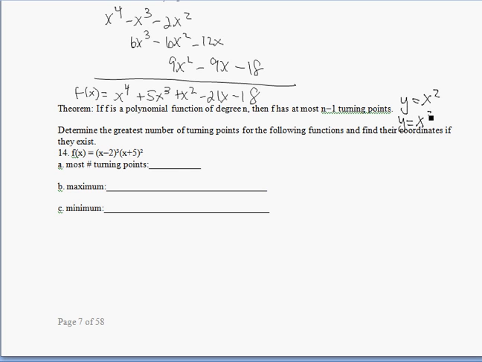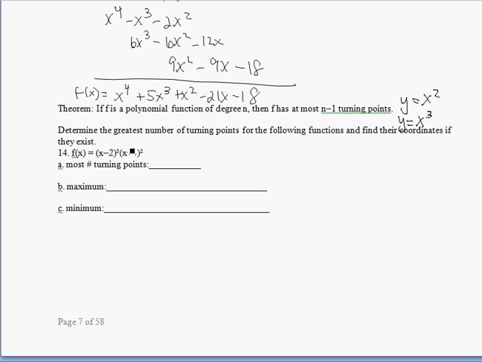If I have a cubic or a third degree polynomial, the greatest number of mins or maxes you can have is 2, or number of turning points you can have is 2. In this case, there's no turning points, so the greatest number you can have is 2, or you could have no turning points. Like in this case, you have no turning points.